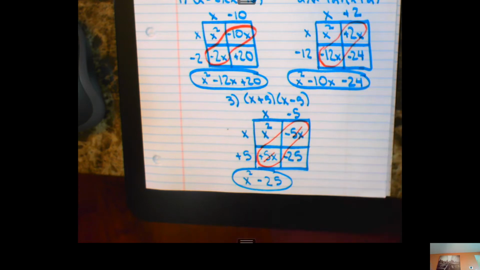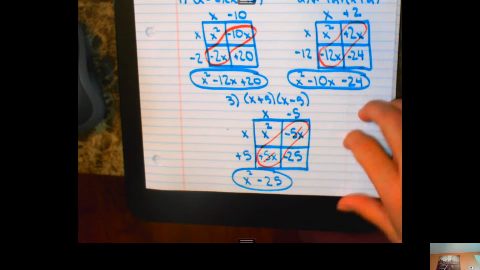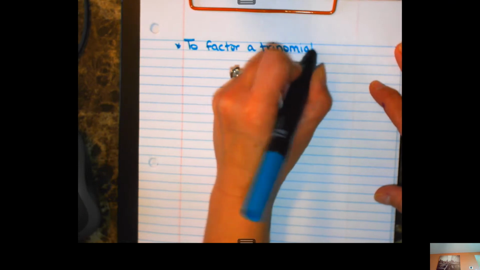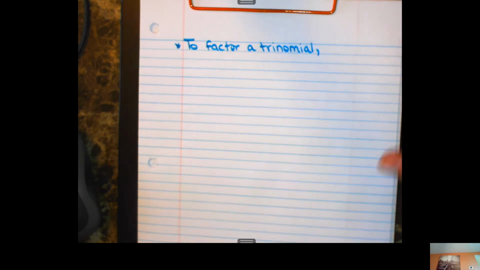So now we're going to practice going the other way. We're going to practice factoring. This was multiplying, so I'm going to switch to the next sheet, and we're going to get into the heart of the lesson. Please just write one little sentence for me and we'll get into the examples. To factor a trinomial. Trinomial is 3 terms. That's what we're mainly focusing on.